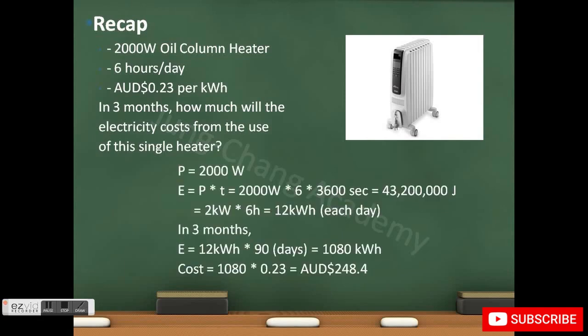So for the 2000 watt oil heater, each day we will use 2000 watts times 6 hours in seconds, which is more than 43 million joules, or equivalently 2 kilowatts times 6 hours is 12 kilowatt hours each day. Now in 3 months, we need to multiply that by 90 days, which gives us 1080 kilowatt hours. We know each kilowatt hour costs 23 cents, so 1080 kilowatt hours will cost us $248.40.